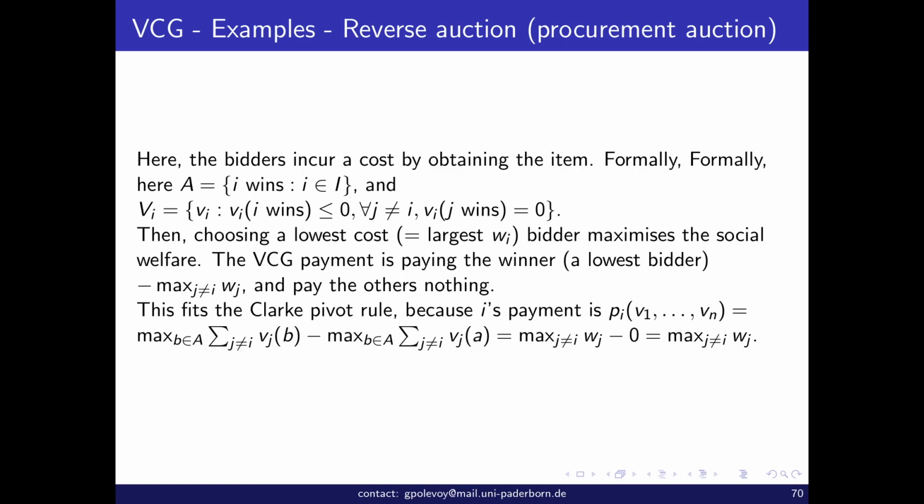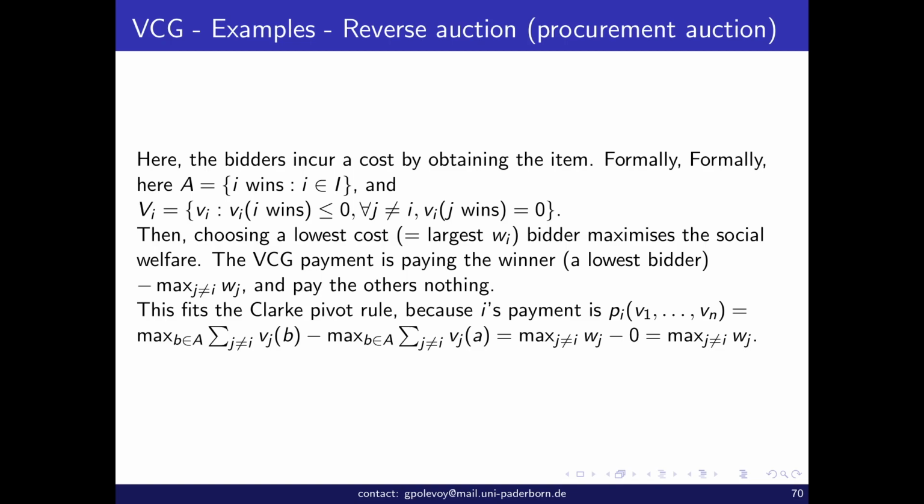Another example, the reverse option. It's procurement. So basically, you don't buy, you sell something, or you basically divide costs. The bidders incur a cost by obtaining an item. Not actually you sell... no, you don't sell. The players, I take my words back. The players don't enjoy getting the item, they pay the cost for getting it. The value is simply non-positive.